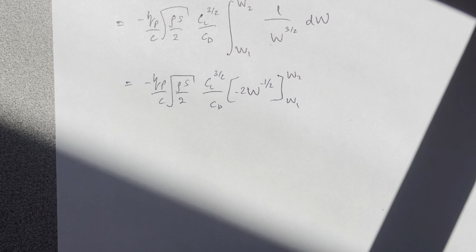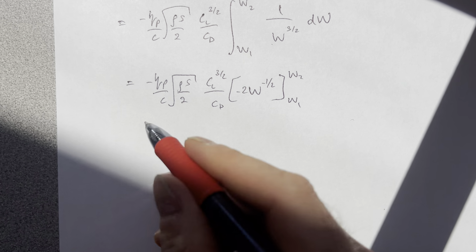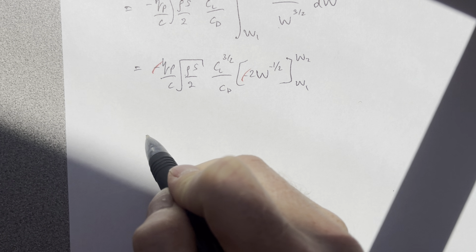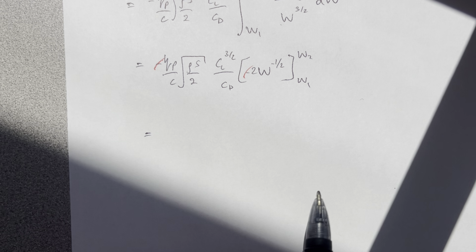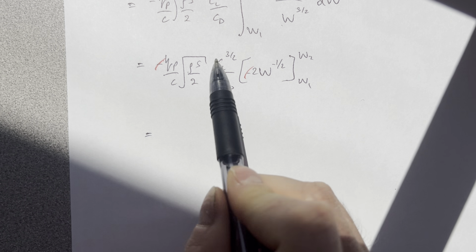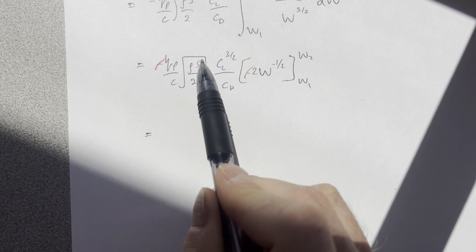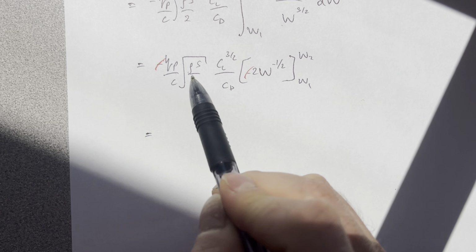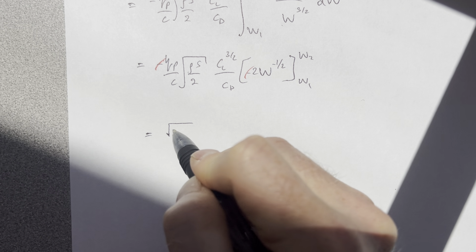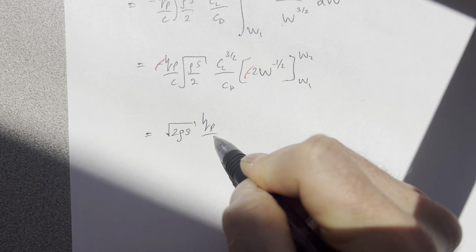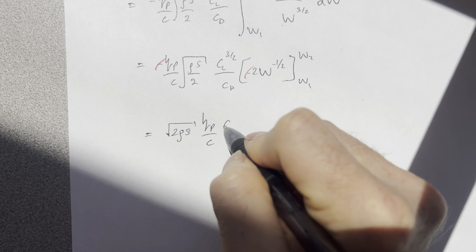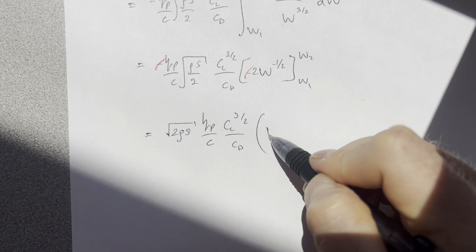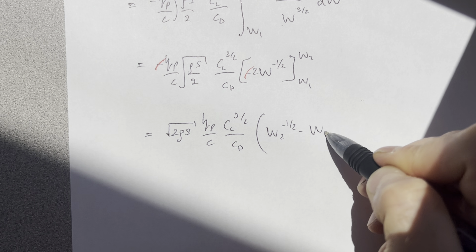So a couple of things I can do right here just to tidy up. That negative will cancel with that, and I can also bring the 2 out. Let's bring this 2 out and push it inside of this square root here. So if I put this 2 inside of the square root, I'll get 4 in the numerator inside, divided by 2. So 2 rho S eta prop over c, CL to the 3/2 over CD, and then this final term will just be W2 to the negative 1/2 subtract W1 to the negative 1/2.